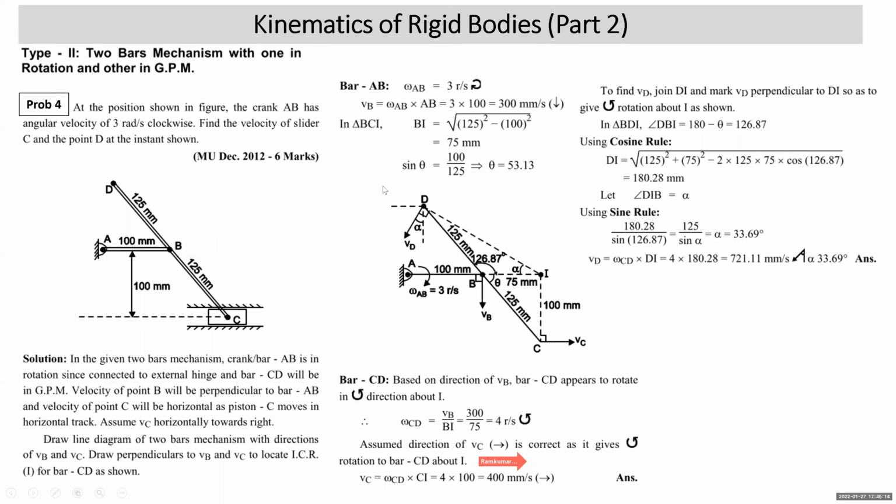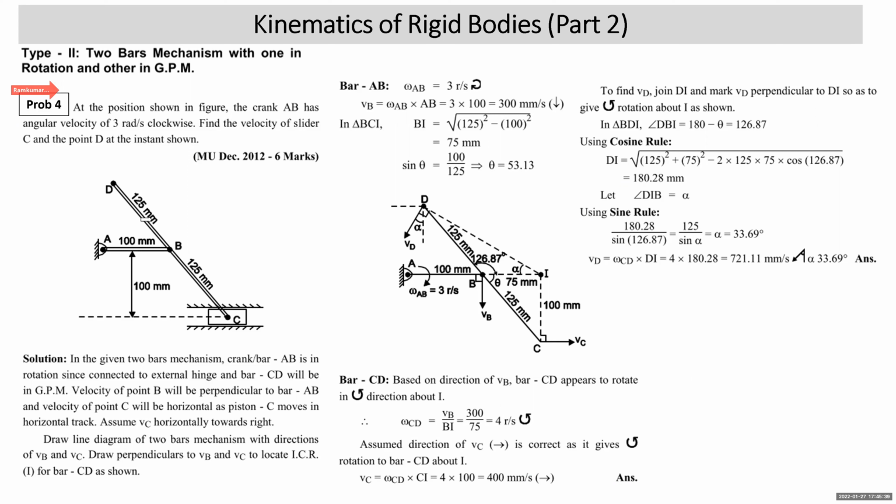We take one more problem, students, on the same type, as the type is very important. Problem number 4. At the position shown in the figure, crank AB has angular velocity of 3 radian per second clockwise. Find the velocity of slider C and point D at the instant shown.